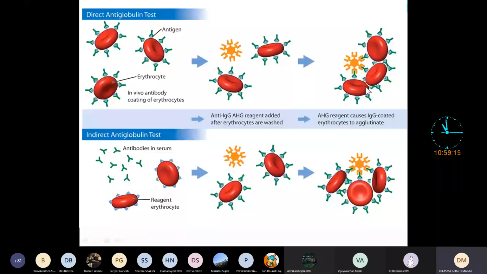Now in case of the indirect, the plasma or the serum is having the antibodies, so it is separately there. But now we have to add the RBCs. Whenever we add the O positive blood or the O blood group RBCs, these antibodies coat the RBCs, and then finally, like in case of the direct, we will add the anti-human globulin. Now this anti-human globulin has many receptors, so it will attach many RBCs, so it will show the clumping of the RBCs. Clear?